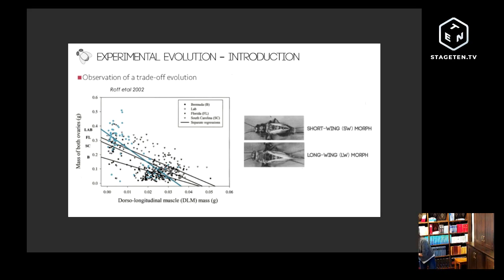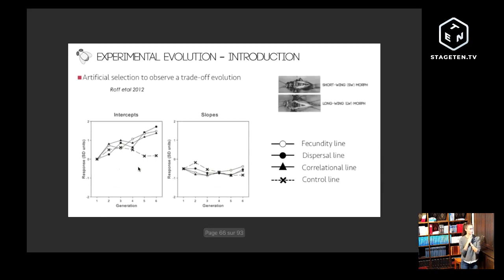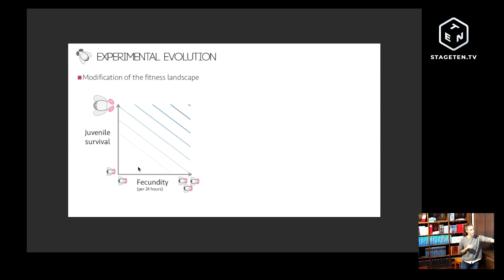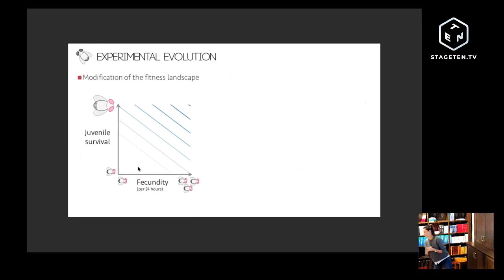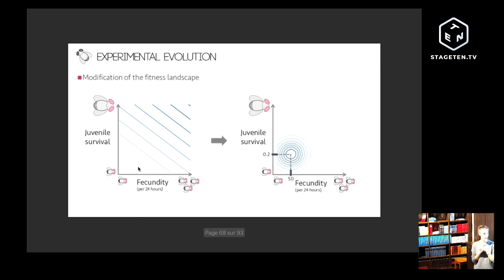So we wanted to do that in Drosophila melanogaster, and we studied two quantitative traits: the fecundity for 24 hours and the juvenile survival. We suppose that both traits are under directional selection, because if we increase juvenile survival or fecundity, it will increase the fitness of the mother. And we chose to place them in a fitness landscape that they never encountered, where a female with the best fitness will be a female that expresses a bad juvenile survival and bad fecundity per hour.